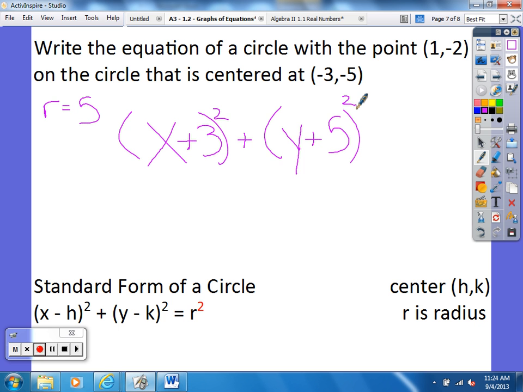Remember, an equation always has what two letters in it? X and y. So I have to leave the letter x and y in it for it to be an equation. If I take those out, it's no longer an equation, it's just a number. Equals, what's 5 squared? And that's it. Make sense?